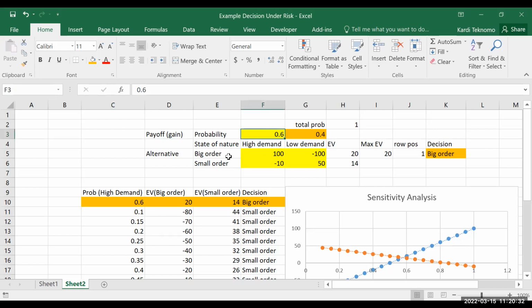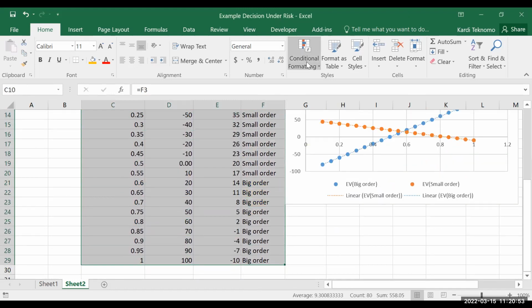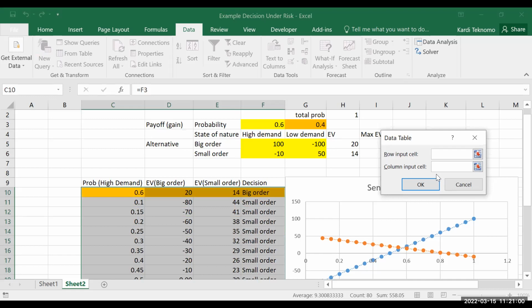After that, the parameter you set as the first column in your data table. Then you just copy all of this EV and decision. After that, highlight this, and then Data, What-If Analysis, Data Table, right? Then in the column, what is the parameter? Of course, the parameter is the probability of high demand, right? So this one. Okay, and then we click OK.